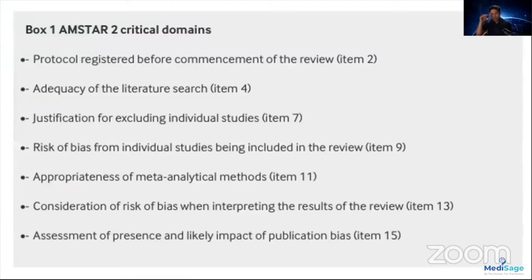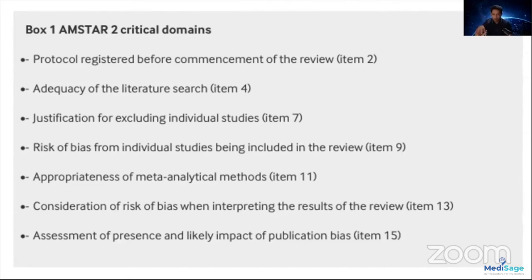So just to go through briefly some of the critical domains in the AMSTAR 2 checklist, which will provide some of the points that you will need for making sure that your review is a high quality review. Now, critical domains in AMSTAR 2 means that if any of these aspects are not covered in your review, then it drops the quality of the review significantly according to the checklist. And the first of those is that the protocol is registered before commencement of the review. That's important. Making sure you have an adequate literature search. That's important. Making sure that your literature search covers an adequate time frame, and also adequate search terms. Justification for excluding individual studies, that should always be mentioned.